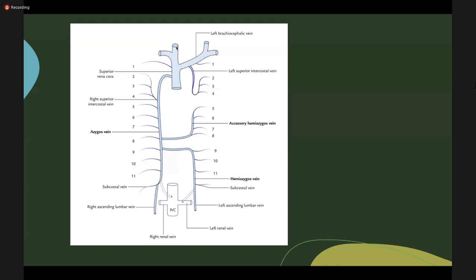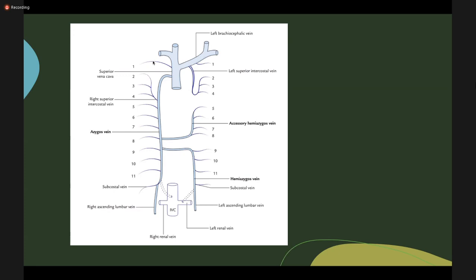We can see that on the right side, the right internal jugular vein joins with the right subclavian vein. They are making the right brachiocephalic, which is straight. On the left side, the left internal jugular vein joins with the left subclavian vein, and they are making the left brachiocephalic, which is oblique. It goes all the way to join with the right brachiocephalic. The moment they join, they form my superior vena cava. Are we good? Now the azygous on the right side is draining into the superior vena cava.